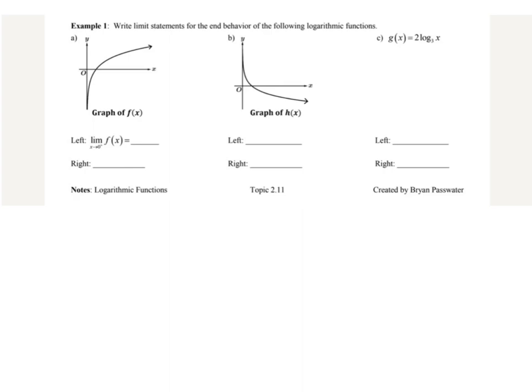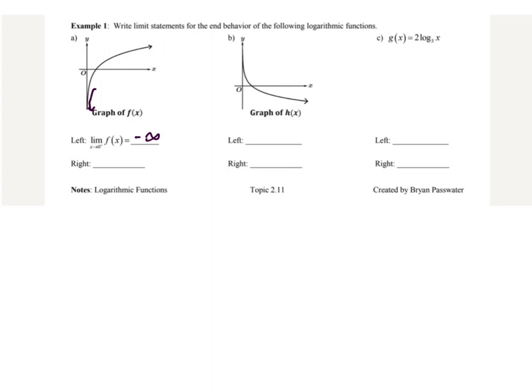All right, so let's work example 1. It says write limit statements for the end behavior. So looking at part A, the limit as x goes to 0. What's that little plus sign up there mean? From the right. Okay, so it's not positive 0. It's from the right side. What's f of x doing? Where's it going? Negative infinity. F of x goes to negative infinity.